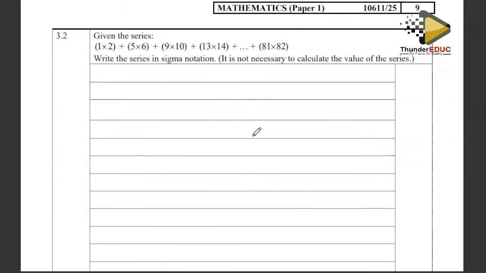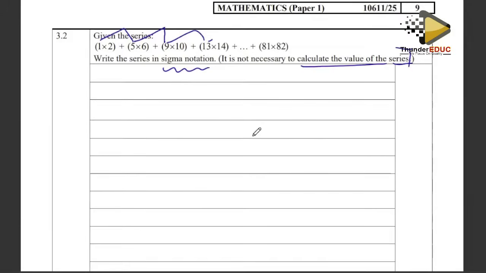Then 3.2, given the series, 1 times 2 plus 5 times 6 plus 9 times 10 and so on. They want us to write the series in sigma notation, and we don't have to calculate the value of the series. Perfect. Now, I know somebody might be tempted to multiply these brackets and try to get a sequence, that is suicidal. What I would request is look at the first terms of each bracket. You'll see that they are forming some sort of a pattern.